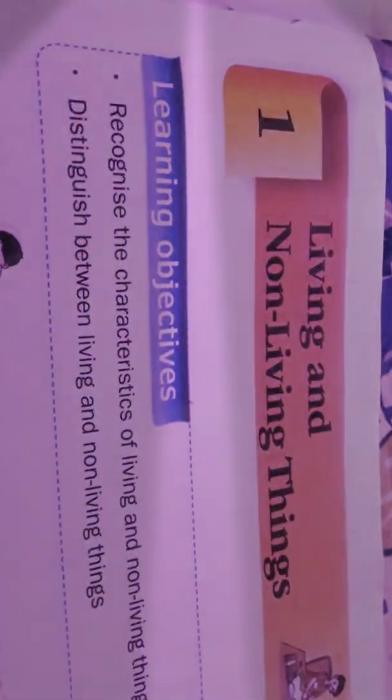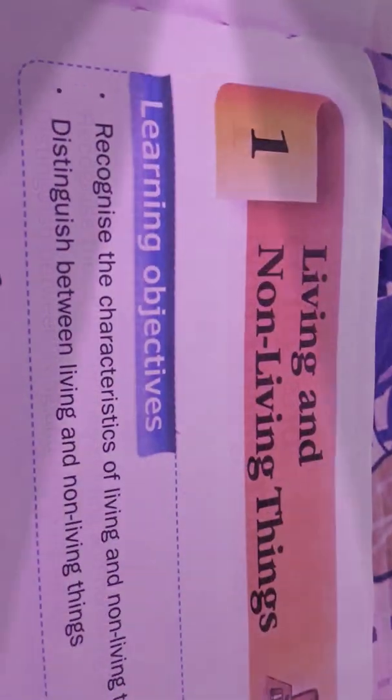In your previous class, I explained lesson 1, living and non-living things. This is lesson 1. In this lesson, see, the learning objectives are given here: recognize the characteristics of living and non-living things and also distinguish between living and non-living things.